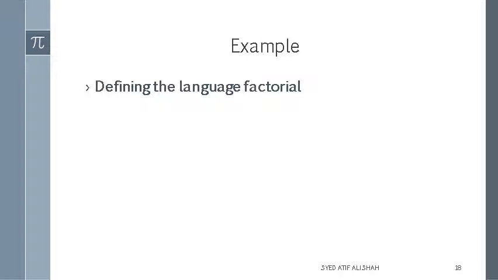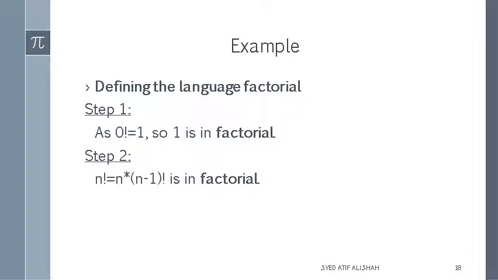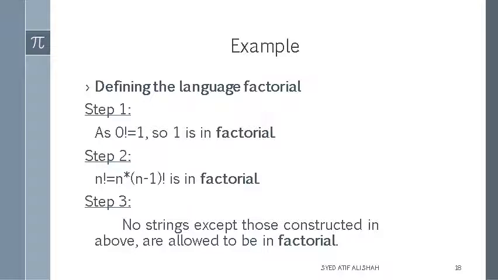Let's take another example, that is factorial. Step number 1: 0 factorial is equal to 1. So 1 is a factorial. Step number 2: n star (n minus 1) factorial is in the factorial set. Step number 3: once again, no string except the above is called a factorial.